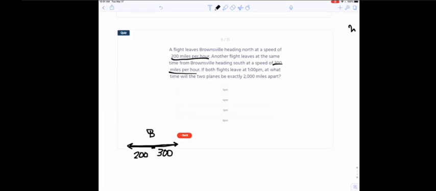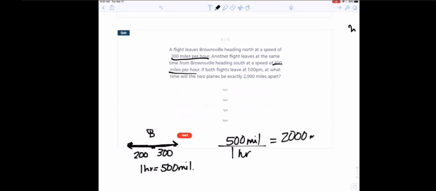Okay, so if it's 1 hour, this one goes 200 this way, this one goes 300 this way. 1 hour is equal to 500 miles. If both flights leave at 1 p.m., at what time will the 2 planes be exactly 2,000 miles apart? Well, it takes them 1 hour to go 500 miles. How long will it take to go 2,000 miles?